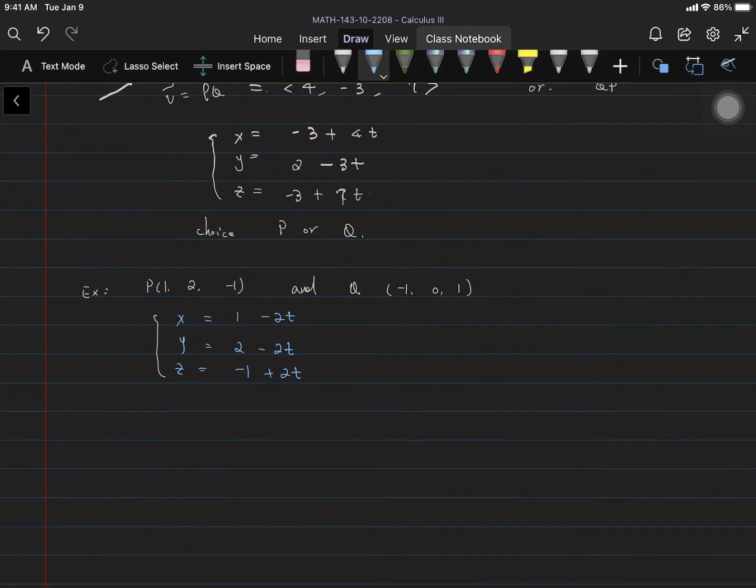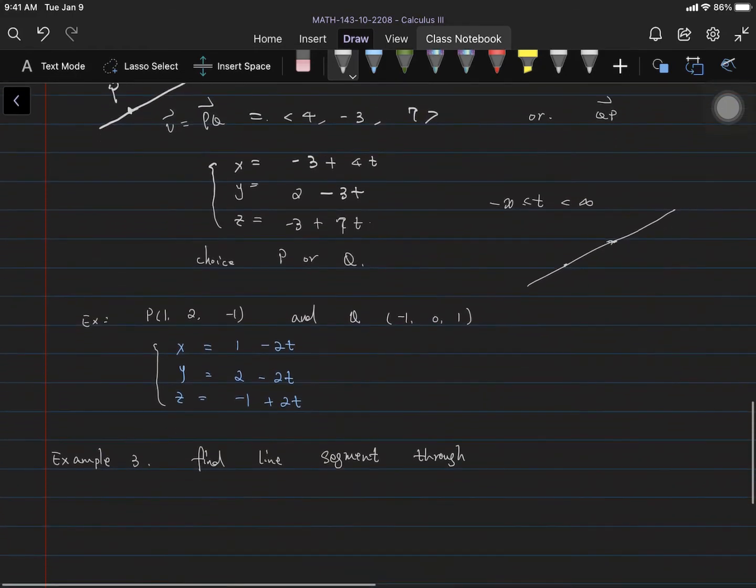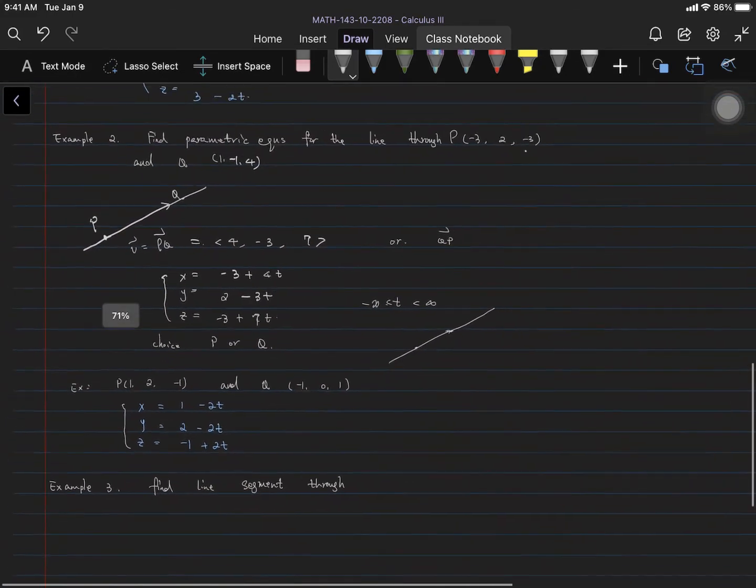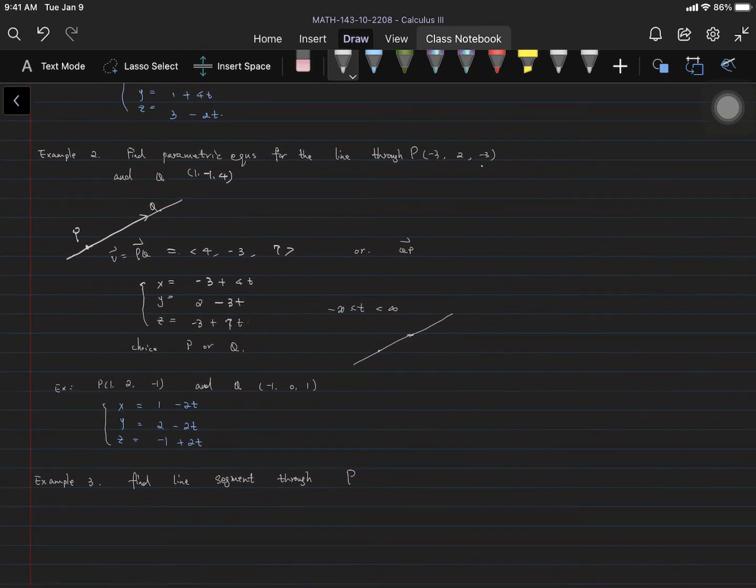Next example is totally similar to example 2, but we are not going to find the line. For the line, t can be from negative infinity to infinity because the points can be anywhere, right? But here, in example 3, we want to find a line segment through the same points. So we do need to find those again, same as example 2.